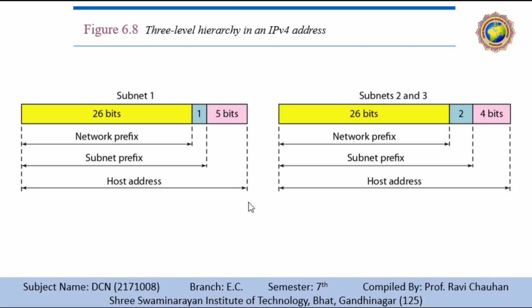We can say that through subnetting we have 3 levels of hierarchy. Note that in our example the subnet prefix length can differ between subnets, as you can see in this figure. In subnet 1, 26 bits are the network prefix, then there is a subnet prefix, and then our host address. Over here, 26 will be the network prefix, then a 2-bit subnet prefix, and after that the host address has 4 bits. So you see the difference in the last 2 departments.